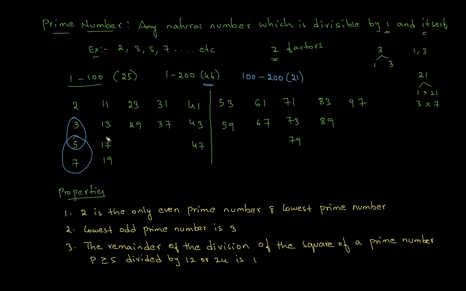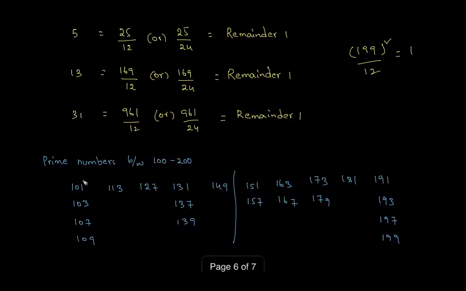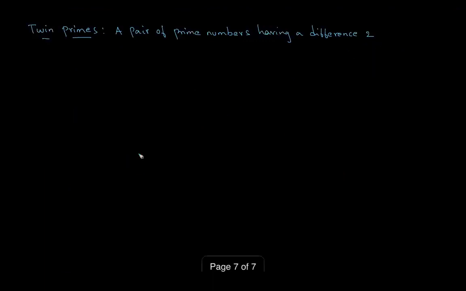Right? Similarly 11, 13, 41, 43, 17, 19. So these are called the twin primes. 71, 73. Right? In this 101, 103, 107, 109. Right? These are called the twin primes. Understood? So example, we can say example 3, 5, 5, 7, 11, 13, 41, 43, and so on. These are called the twin primes.